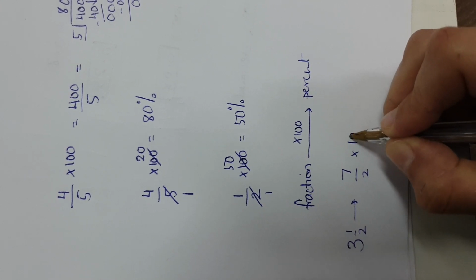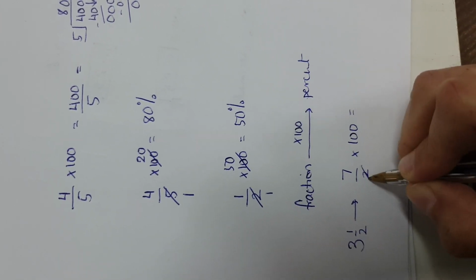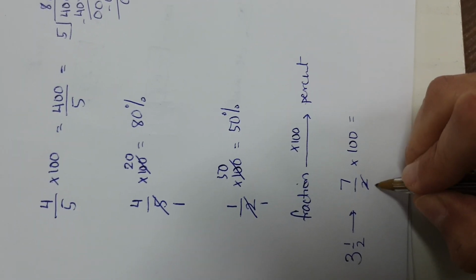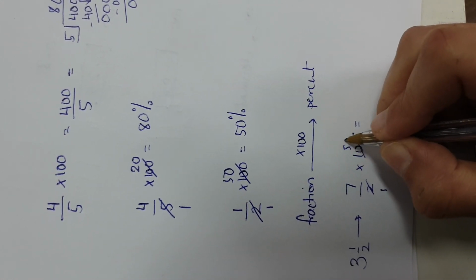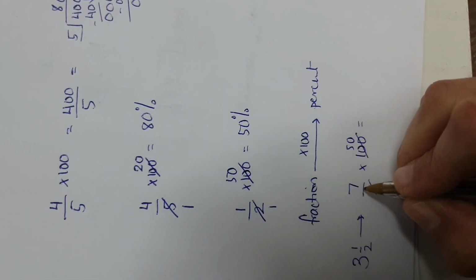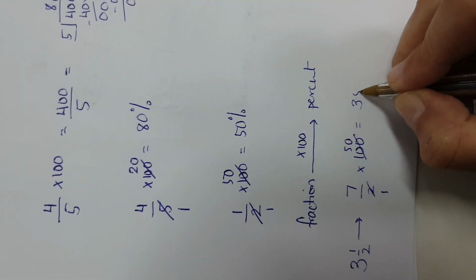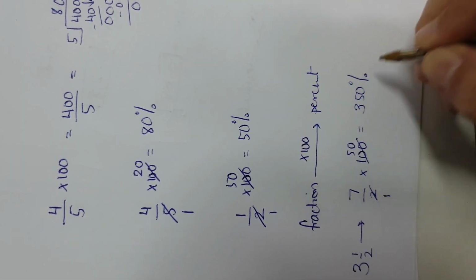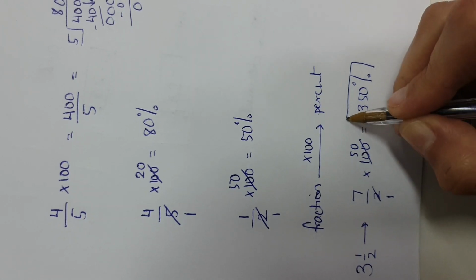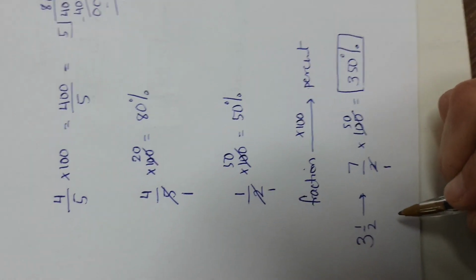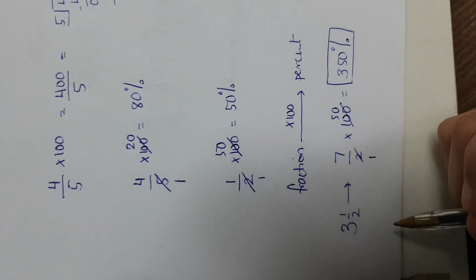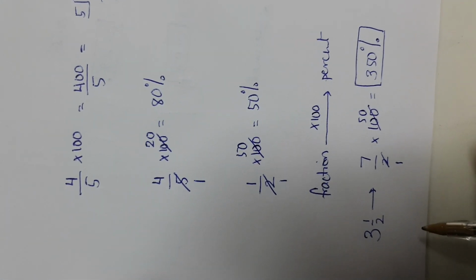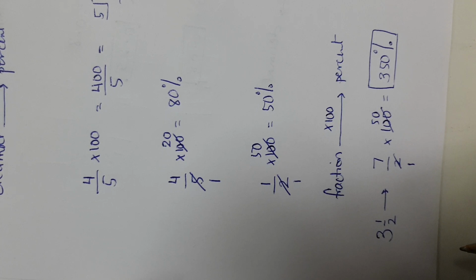Now I'll multiply this by 100. We can simplify here. 2 divided by 2 is 1, and 100 divided by 2 is 50. And then 7 times 50 gives me 350%. Now, for sure, it is a mixed number. A mixed number is a number that is for sure greater than 1. So, of course, my answer will always be greater than 100%.